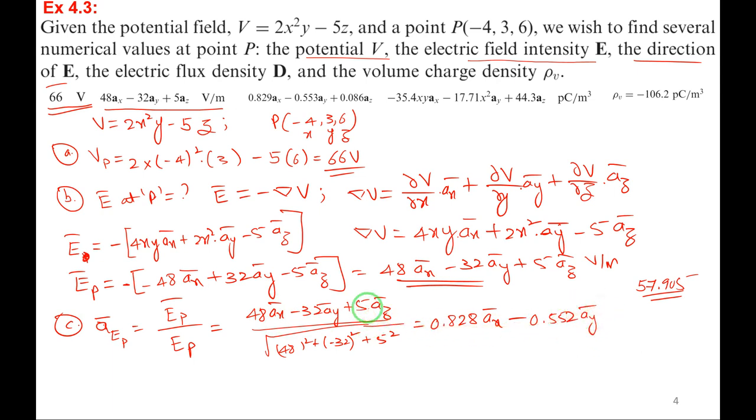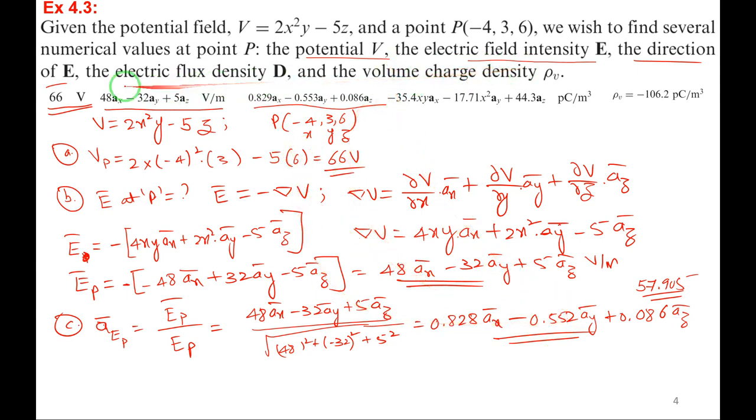Then the last term, 5 divided by 57.905, so 0.086 az. So this is the unit vector, right? You can check it: 0.829, 0.552, 0.086. This is over, right?